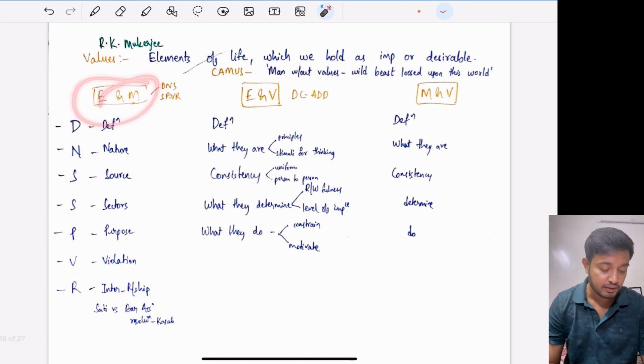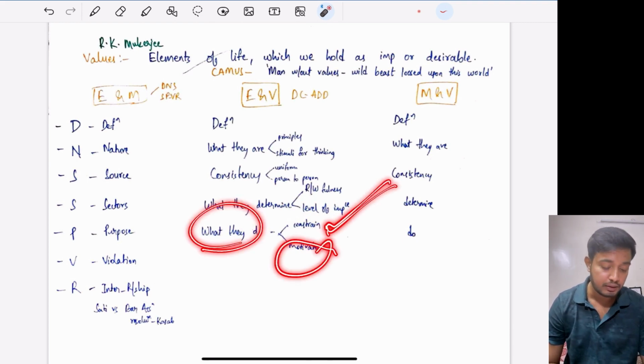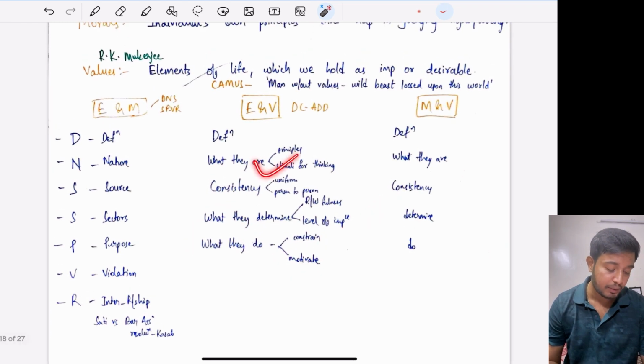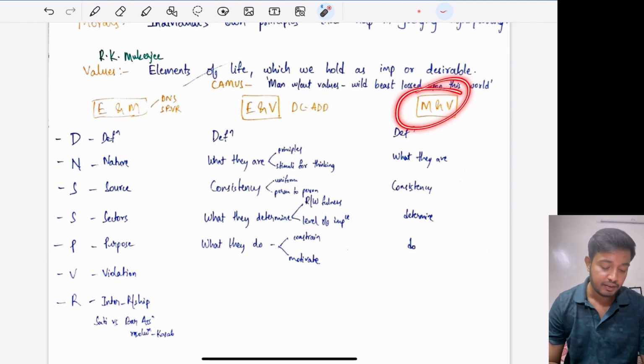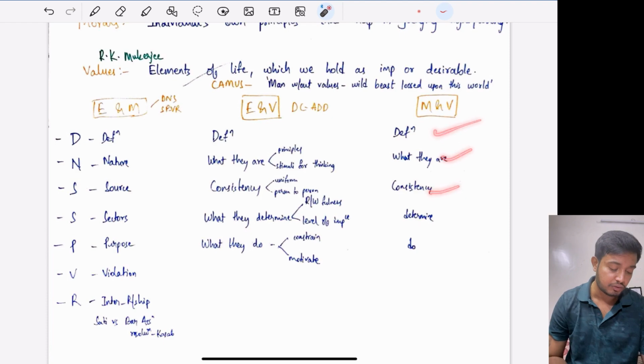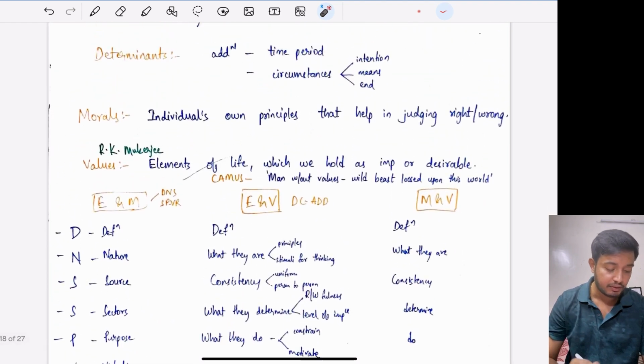And again, for ethics and values, I think on this: the definition, what they are, principles, stimuli for things. This is the ethics. This is the values. Consistency: how consistently ethics or values can be applied. What they determine: ethics determine the rightfulness or wrongfulness of actions. Values determine the level of importance for what you're trying to achieve. What they do: they constrain people, ethics especially; values especially motivate people to do it. So I pre-prepared these things so that I can think on these lines and quickly write an answer. Again, for the morals and values part, the definition, their consistency. If you find any of these useful, you can actually straight away take it.